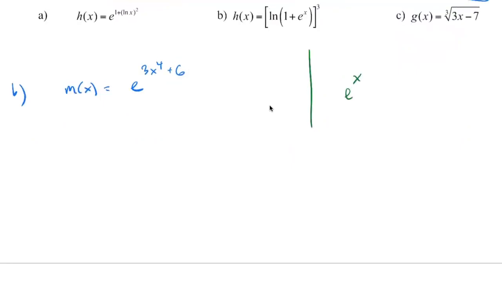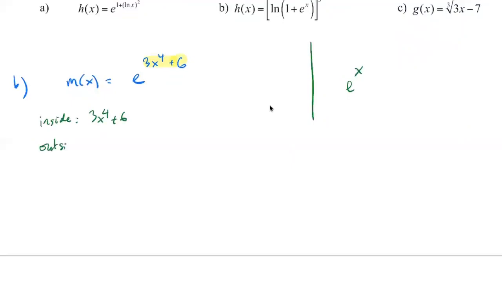Well, the first thing we do to the x is raise it to the 4th power, times by 3, and plus 6. That's the inside part. After that, we apply e to the result. So the inside function is 3x to the 4th plus 6, and the outside is e to the x.